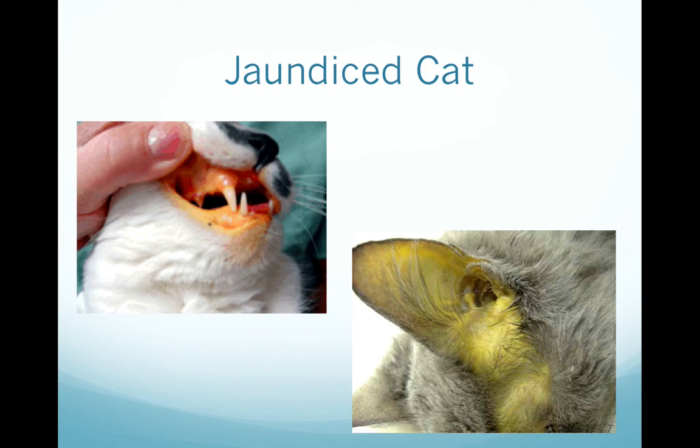You can see in this upper side the cat has very yellow tinted gums, and on the lower right hand side the pinna of the ear, the inside of the ear, has kind of a greenish yellow tinge to it, and that is not normal under any circumstances.